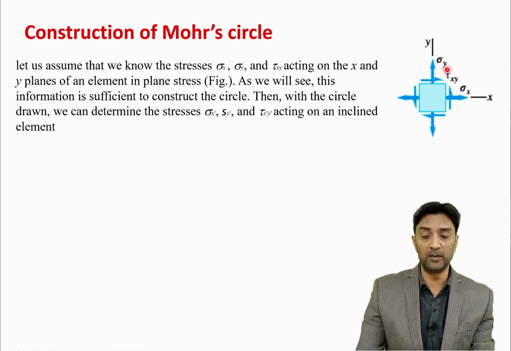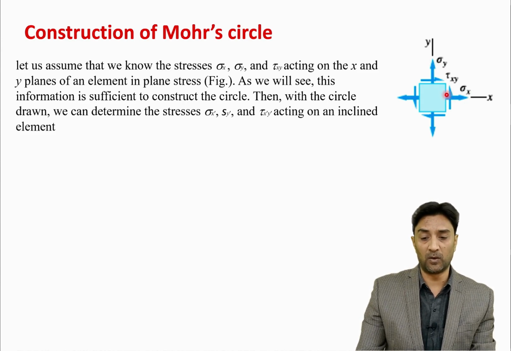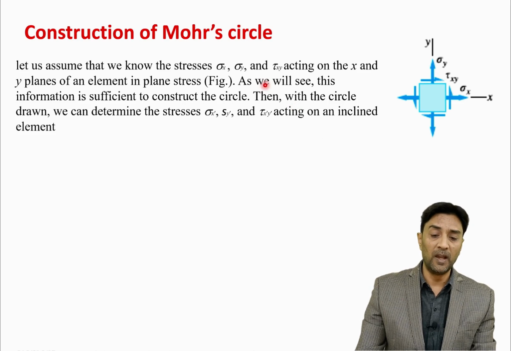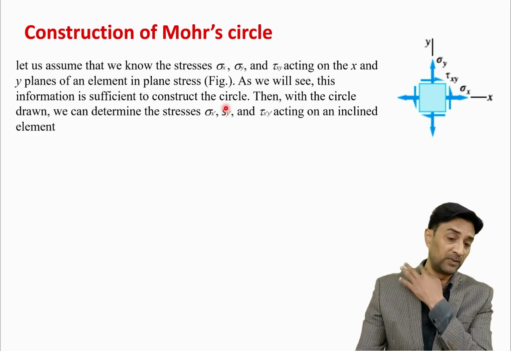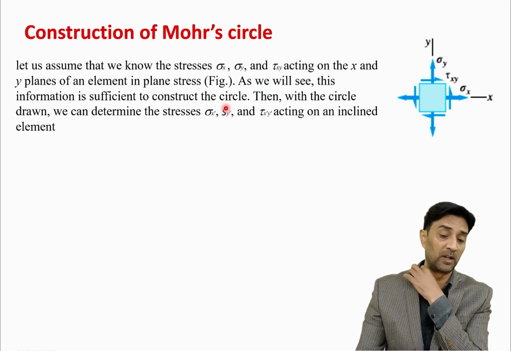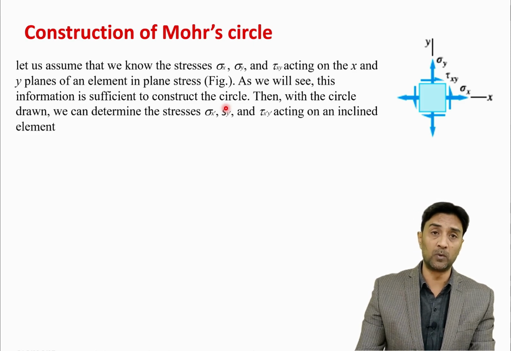Right now in this particular given state of stress, all those normal stresses, the tensile stresses, and the shearing stresses on this x face are in the counterclockwise direction, on the y face in the clockwise direction. As we will see, this information is sufficient to construct a circle. Now we'll discuss the method of construction of a Mohr circle, and we'll be able to construct it with the help of this particular information.